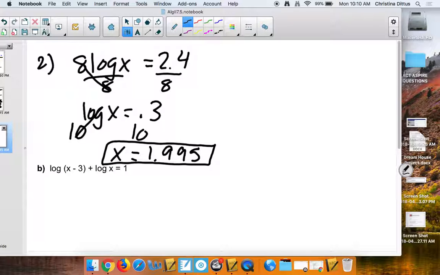Okay. Questions on those? Okay, we're going to turn up a little notch. Again, I have 2 logs. I only want 1. Is there a way that I can combine those 2 logs? Multiply, yeah, they're added, so I can multiply them. So I got the log of x minus 3 times x.